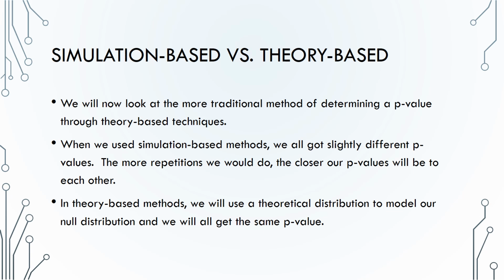When we use simulation-based methods, we all got slightly different p-values because of the randomness of the simulation. The more repetitions we would do, the closer our p-values would be to each other. We can alleviate that concern with these theoretical approaches. In theory-based methods, we will use a theoretical distribution to model our null distribution, and therefore we'll all get the same p-value. First, we need to understand a bit of the theory used here before we blindly use it.